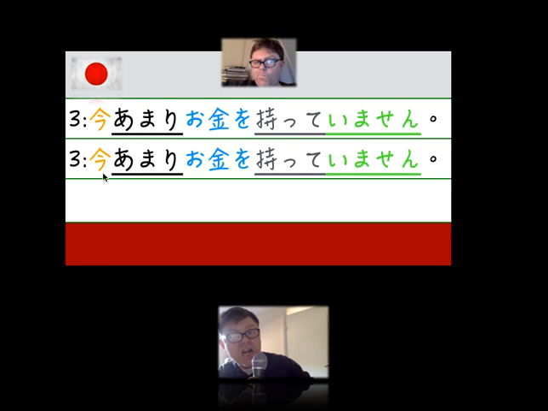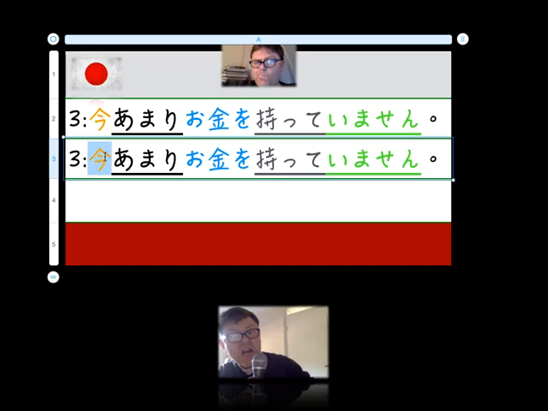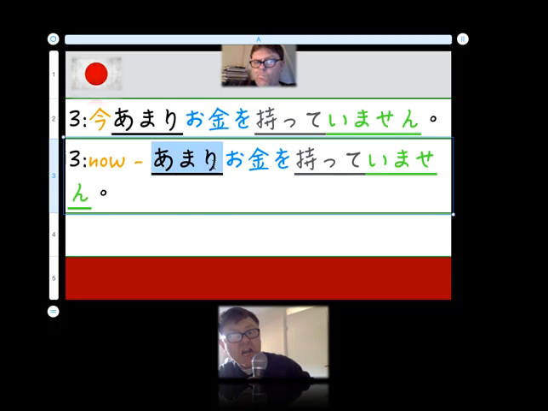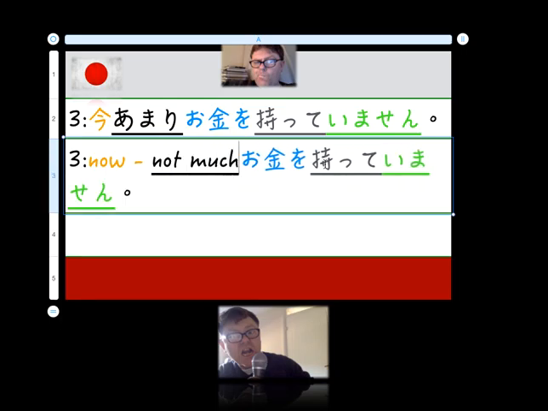So ima amari okane o motte imasen. Okay, I don't have much money now. So ima is now. Amari, let's treat it as not much. Now notice I split this one up from the verb this time because we've got things in between. So now, not much. Now, okane o, with the object indicator o, is money. So now, not much money. Now, motte imasen. Now, motte, have, again, in the sense of carry or bring. So motte can translate as carry or bring, I believe. Again, I am not a Japanese expert.